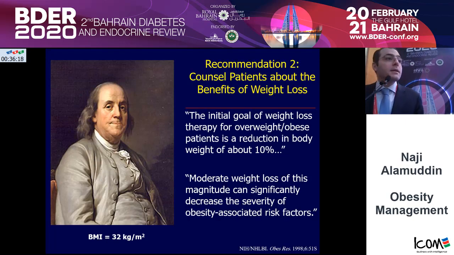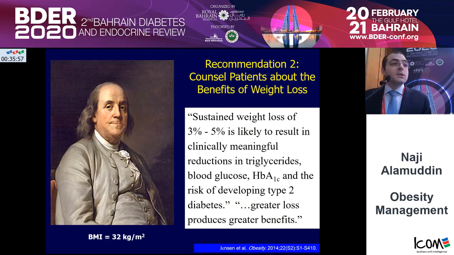If I saw Benjamin Franklin in clinic in 1998, based on the NIH guidelines at that time, I would have told him that he needed to lose 10% of his body weight, because moderate weight loss of this magnitude can significantly decrease the severity of obesity risk factors. Now, if I see Benjamin Franklin, based on the new guidelines, I would tell him that a sustained weight loss of 3 to 5% is likely to result in clinically meaningful reductions in triglycerides, blood glucose, A1C, and the risk of developing type 2 diabetes.